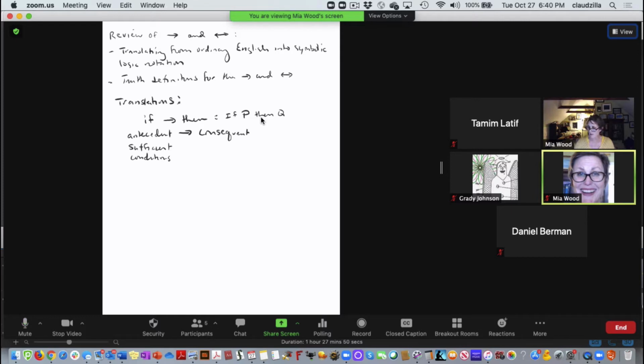Remember also we talked about conditions, sufficient conditions and necessary conditions. The way that sufficient conditions and necessary conditions are often expressed in ordinary English is in terms of an if-then sentence. So if we say something like this, driving over 95 miles an hour in a 25 mile an hour zone is a sufficient condition for being over the speed limit. That guarantees you're over the speed limit.